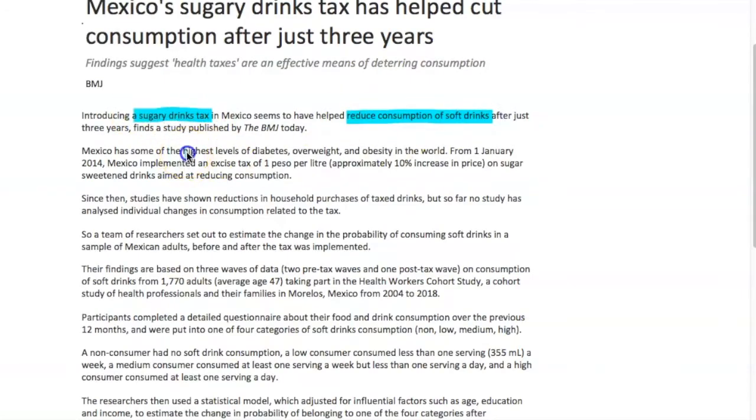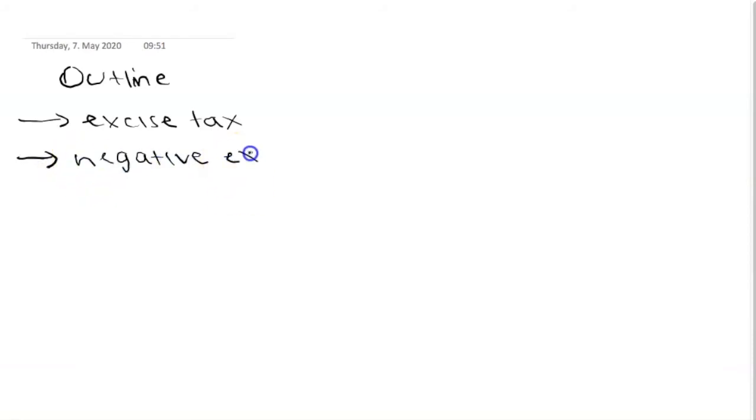So the first thing that my article mentions is that there has been an introduction of a sugary drinks tax to decrease the consumption of soft drinks because of the high level of diabetes and obesity that it causes. It also says the extent of the tax is 1 peso per liter. So in the introduction of my IA, which should only be 2 or 3 sentences, I'm going to briefly state what the article is about, right? So maybe define an excise tax as a compulsory levy to reduce the consumption of certain goods. Explain why this good is worth reducing.